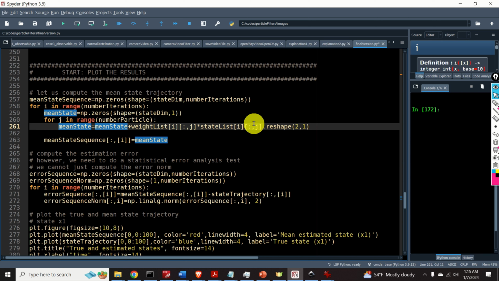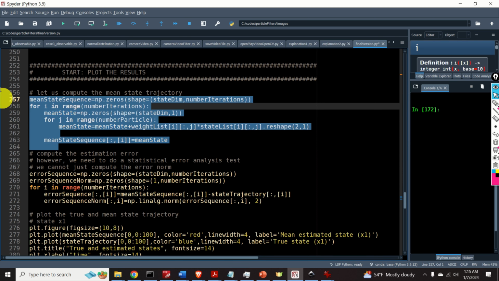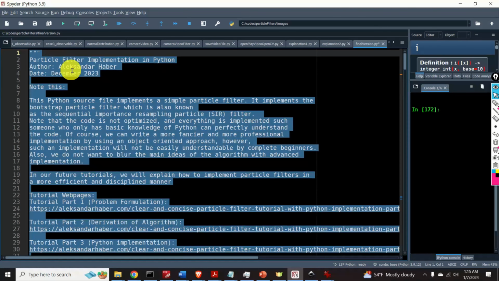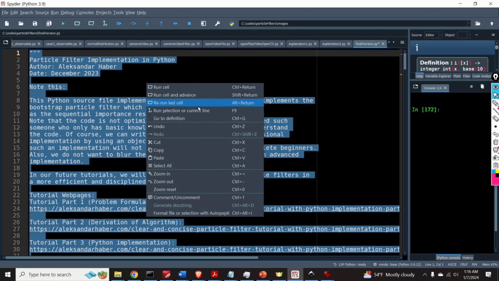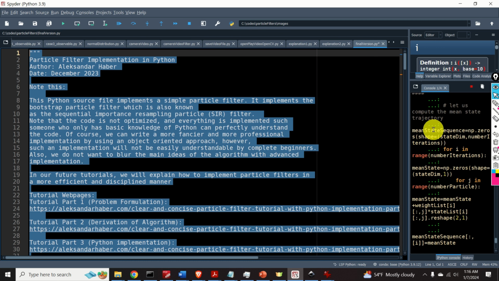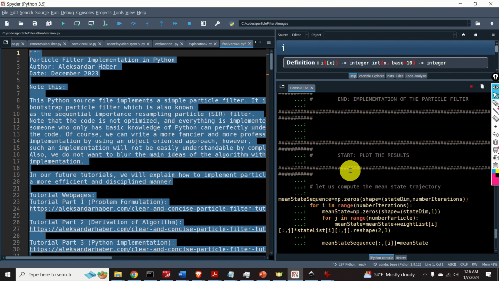Let's now run the complete code until here. It will probably take some time on your computer to run this code. In my case, the execution time is around 3-4 minutes. Okay, now the code is running and we need to wait.